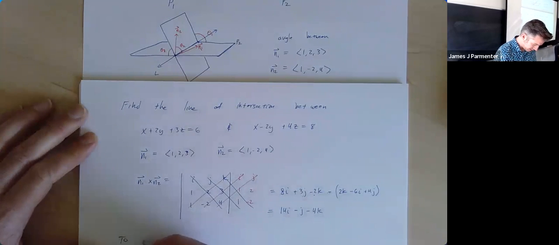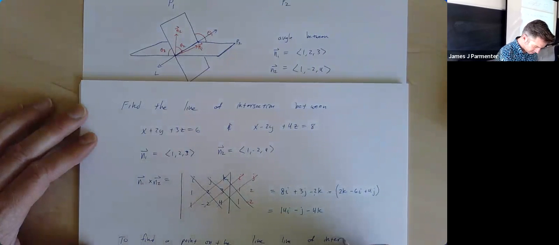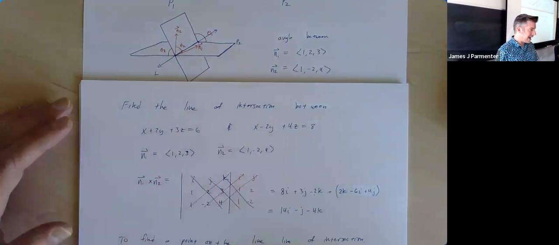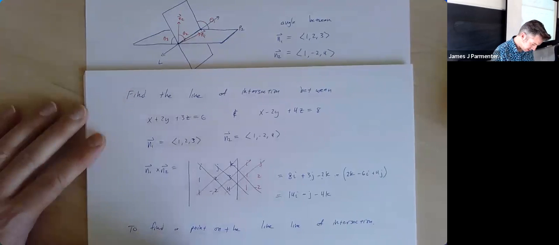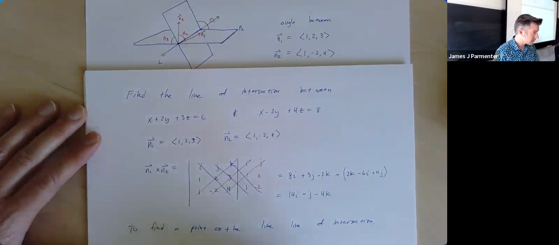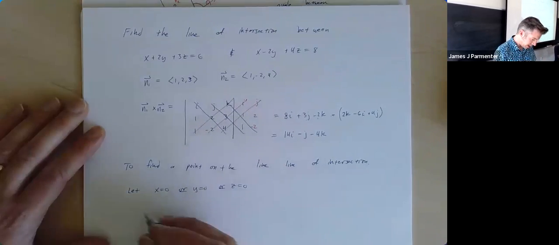So here's how you do it. To find the point on the line of intersection, let any one of those three things be 0. Now I'll point out, this doesn't always 100% work the first time. So let either x equals 0 or y equals 0 or z equals 0, and then solve for what's left behind. So here's what I mean. I'm going to pick x equal to 0.